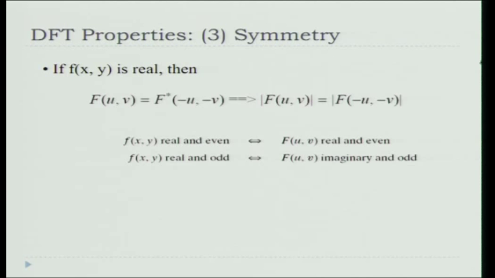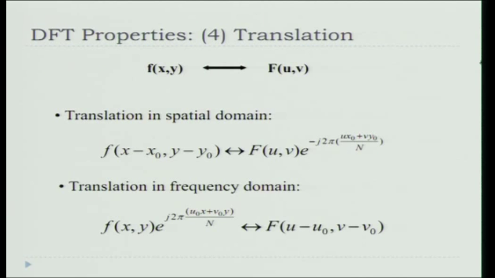If further you can see that f of x y, if it is real and even, then capital F of u v is also real and even. Similarly, is the case with odd: if f of x y is odd, then F of u v is imaginary and odd. So, translation is an important property in DFT.